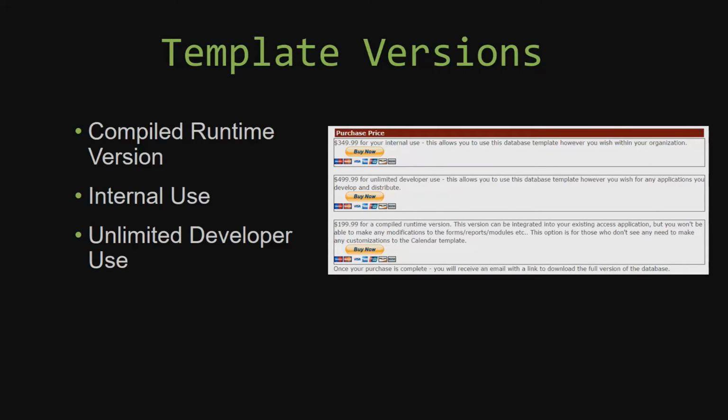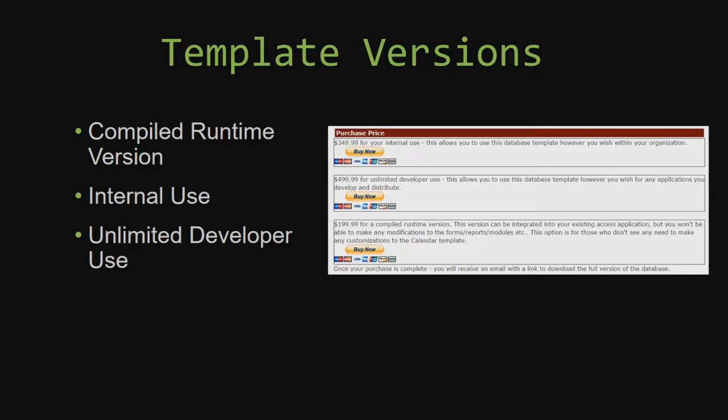With most of our templates that we offer, there's three different versions that you can purchase: a compiled runtime version, one for internal use, and one for unlimited developer use. Our compiled runtime version is a run-as-is version without the paid full version of Microsoft Access using the free Access runtime from Microsoft. It can be integrated into your existing Access application, but you would not be able to make any modifications to the forms, the reports, the modules, etc. This option is more for those of you who do not see any need to make any customizations to the template. Our internal use version allows you to use or modify the databases however you wish within your organization.